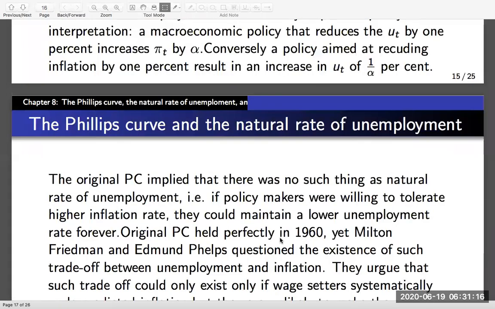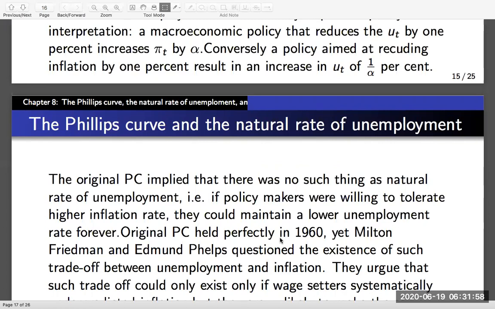Phillips curves and the natural rate of unemployment. When you talk about the natural rate of unemployment, you're merely talking about when all the gaps in the economy have closed, the unemployment which persists then is what we call the natural rate of unemployment. The original Phillips curves implied that there was no such thing as a natural rate of unemployment. The modern Phillips curves acknowledge its presence. The old one implied that if policymakers were willing to tolerate a higher inflation rate, they could maintain a lower unemployment rate forever. And that's not necessarily true.